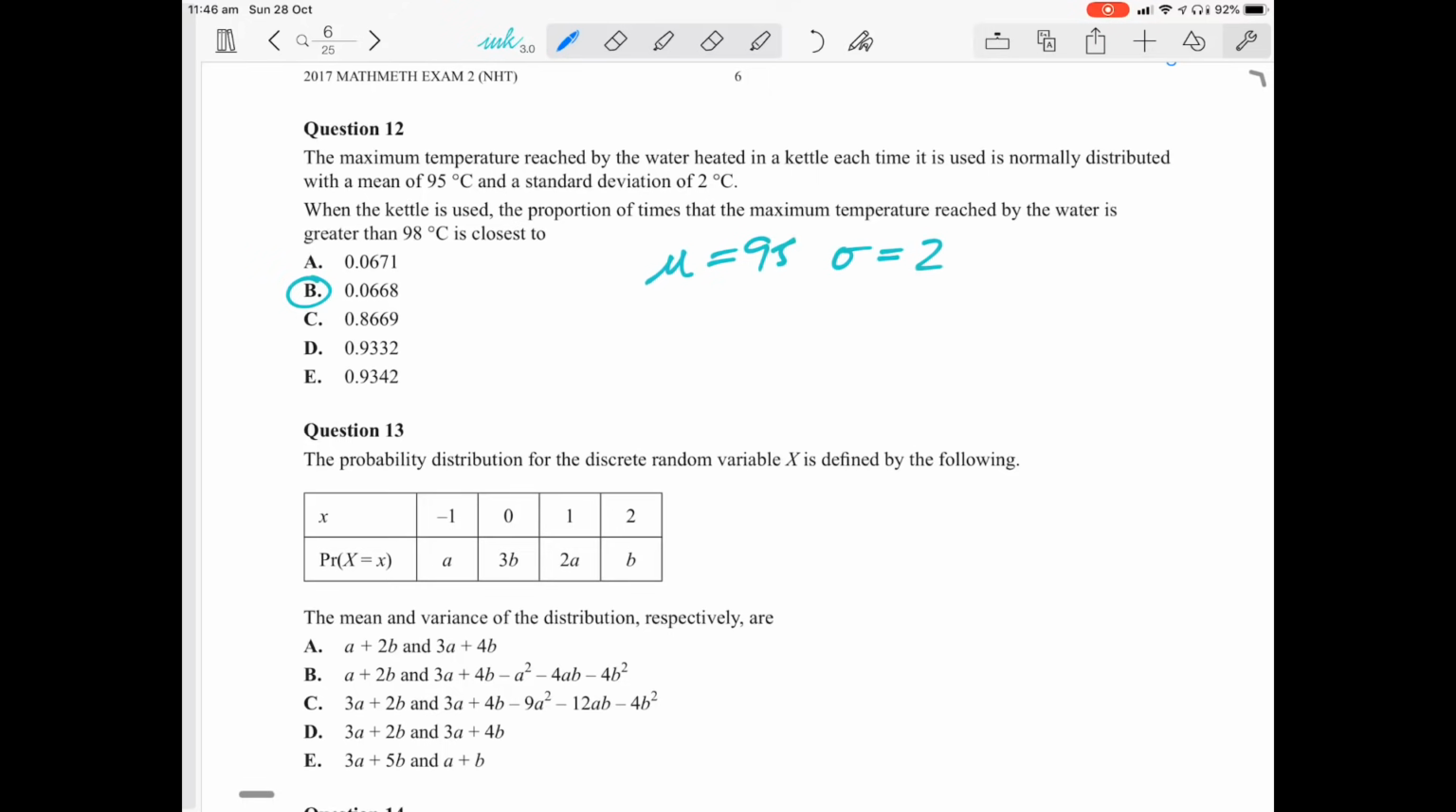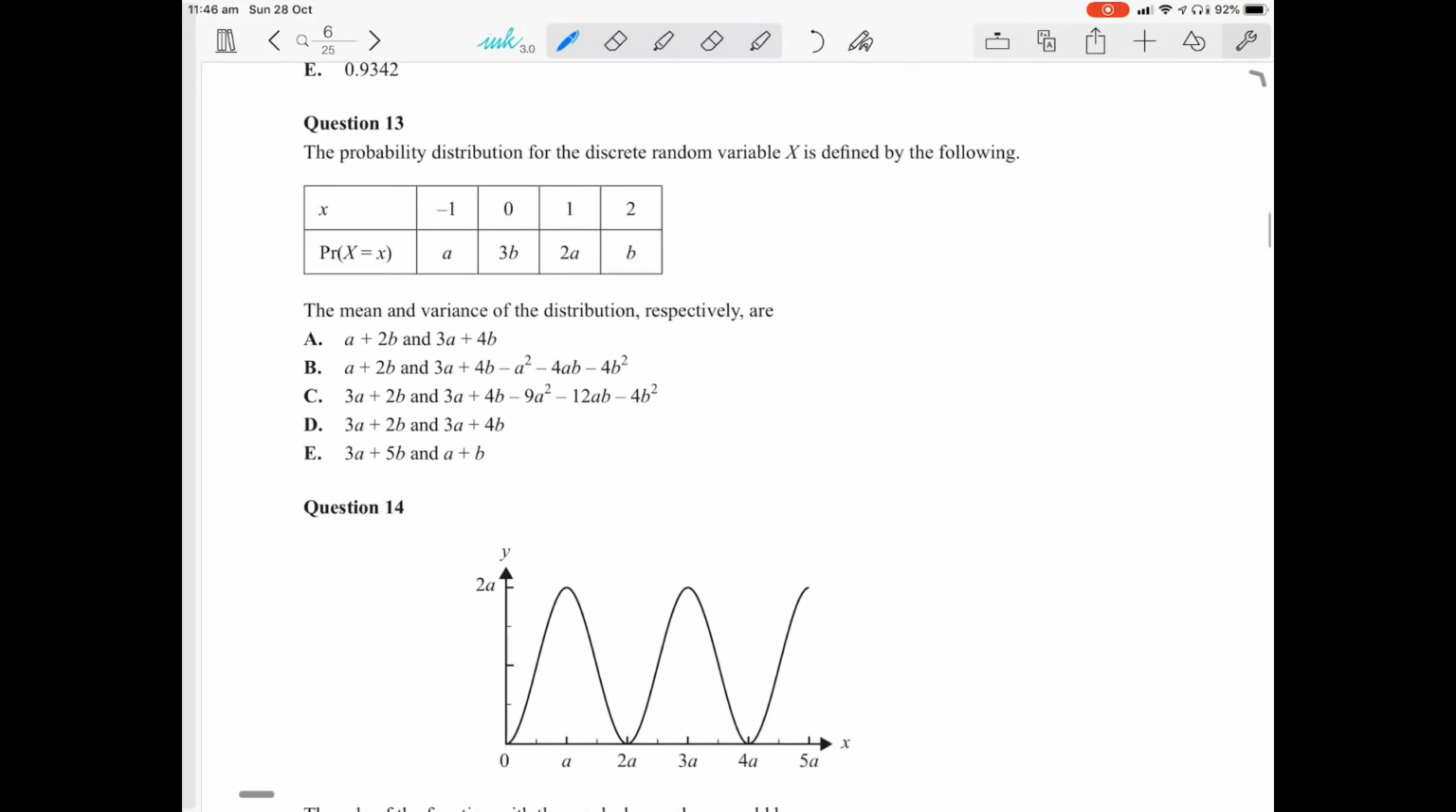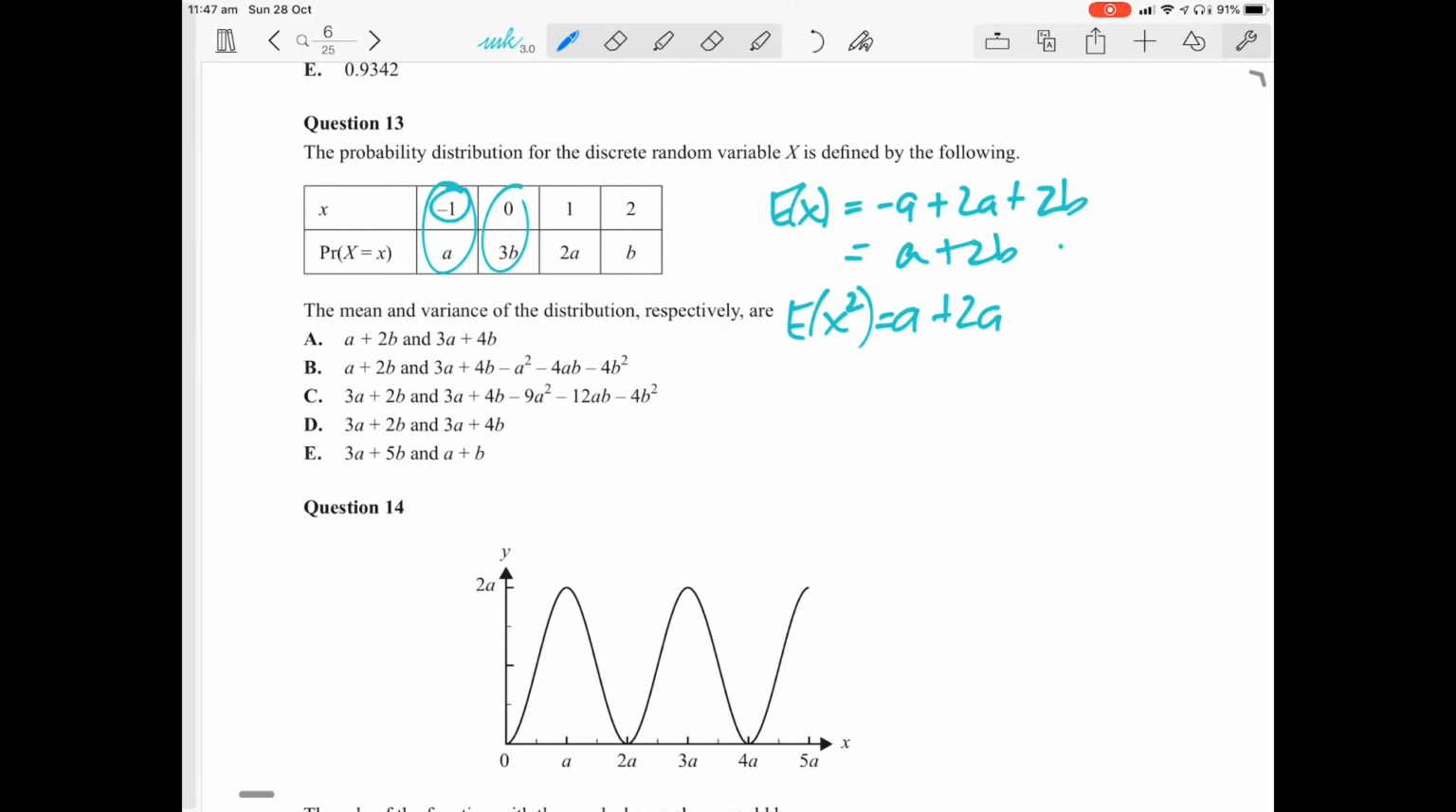That seems pretty straightforward, almost scarily. Okay, the probability distribution for a discrete random variable is given by that, the mean and variance. So E of x is our mean, which is negative a multiplied by that, plus 0, plus 2a plus 2b, which is going to give us a plus 2b. We need E of x squared for the variance, so I've got to square that. So I get a plus 2a plus 4b, which is 3a plus 4b.